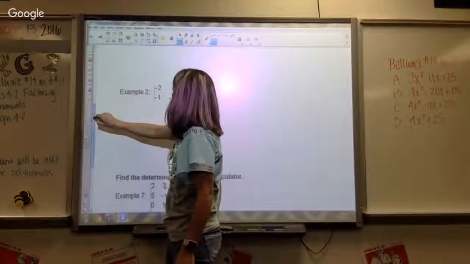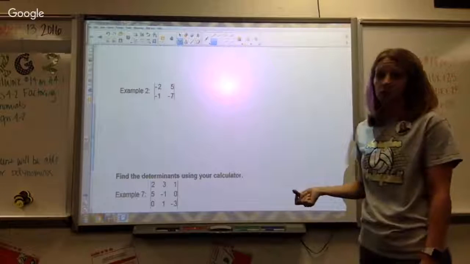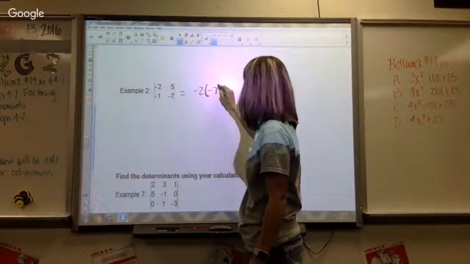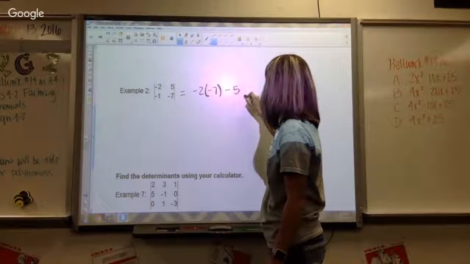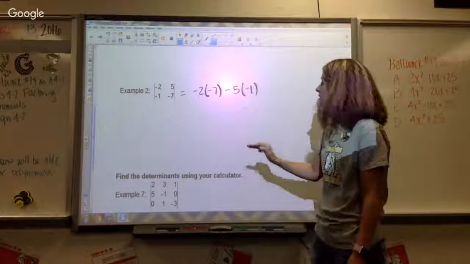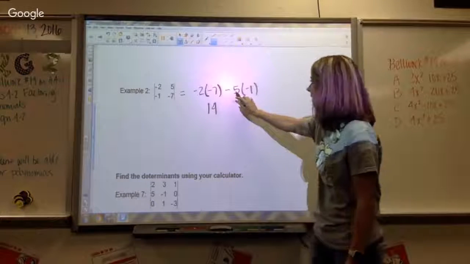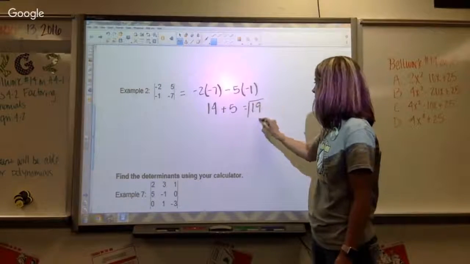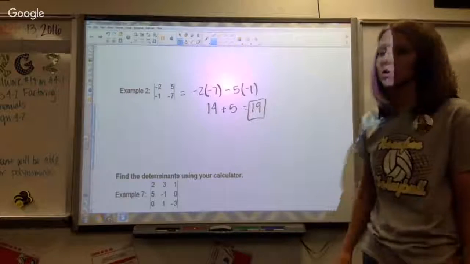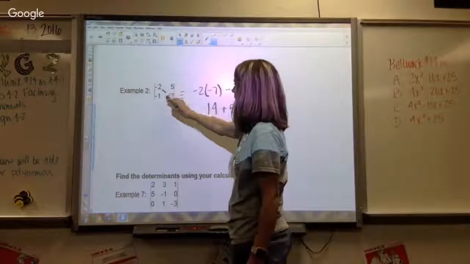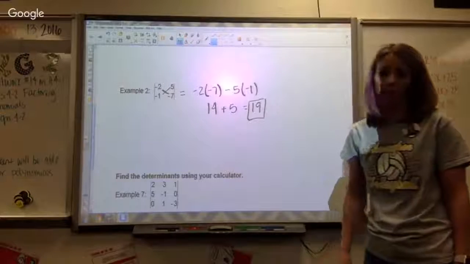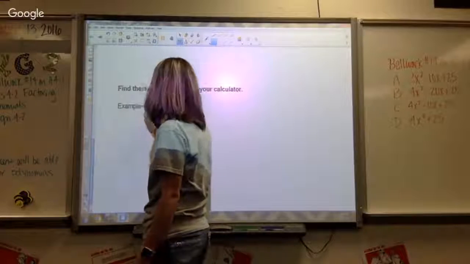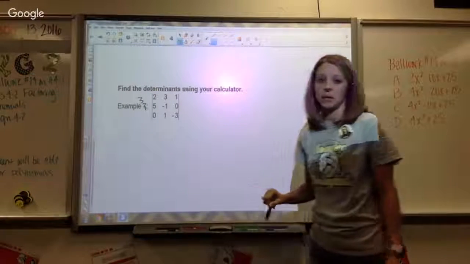Okay. Let's look at example 2. We're doing the same thing. We're finding the determinant of this 2 by 2. So I'm going to use the formula. Negative 2 times negative 7 minus 5 times negative 1. So that's going to be a positive 14. And then negative 5 times negative 1 is a positive 5. So you should get 19. So when you have a 2 by 2, multiply these and multiply those, subtract the two answers. Make sure you're subtracting.